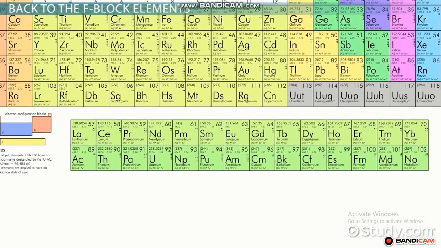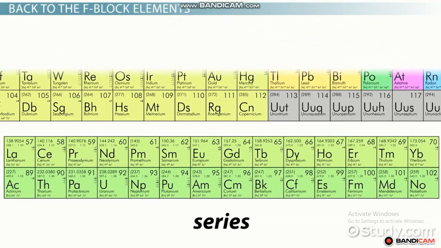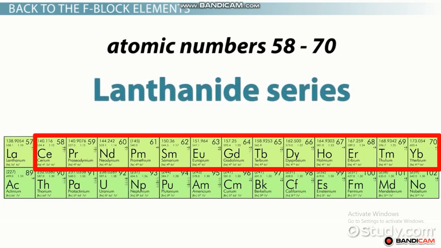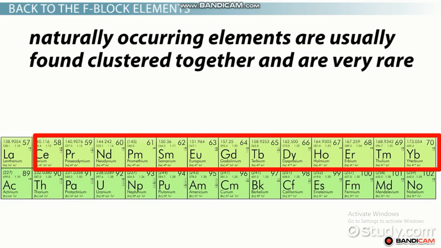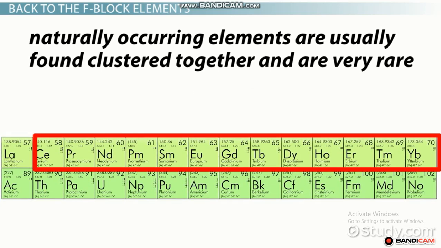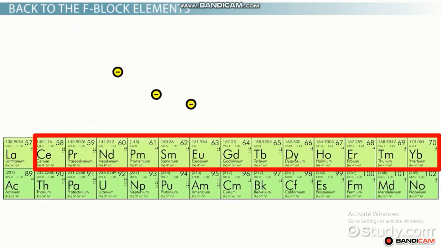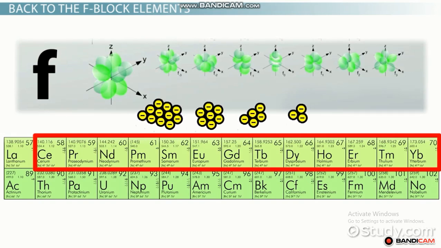The F block of the periodic table contains 2 rows called series. Each series has its own name and properties. Atomic numbers 58 through 70 are the elements of the lanthanide series, transition metals. These naturally occurring elements are usually found clustered together and are very rare. Thus, these are referred to as rare earth elements. Their atomic structures are similar to each other, and each contain enough electrons of sufficient energy to occupy the F orbital of the 4th shell. Of course, differing numbers of electrons in the 4F shell give each element their unique properties.